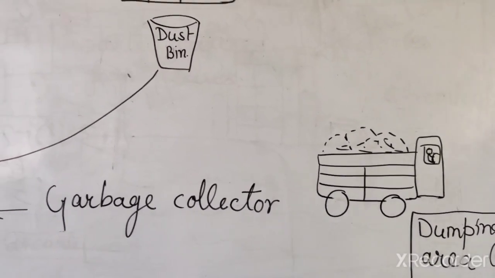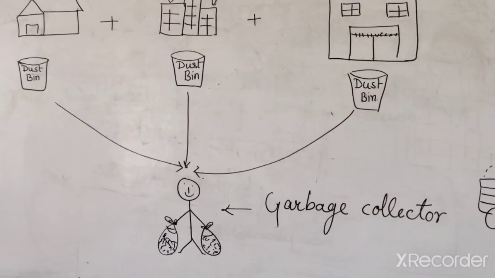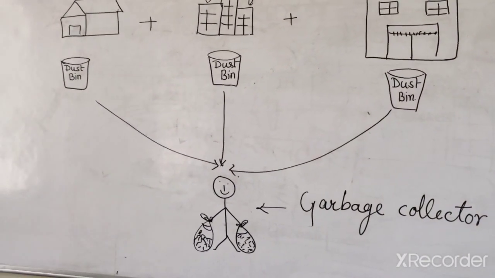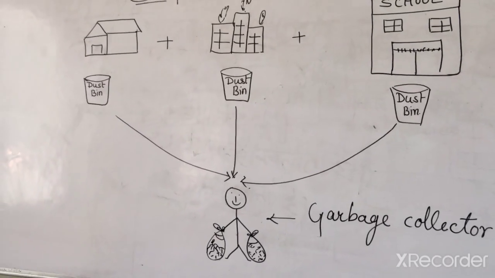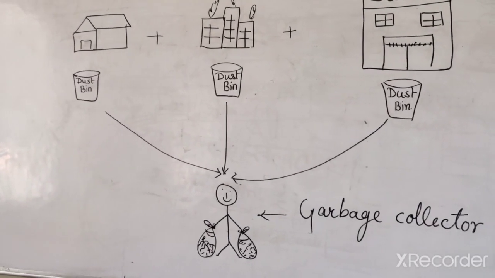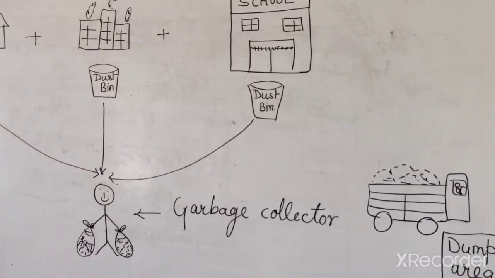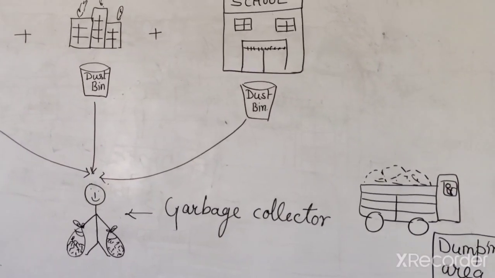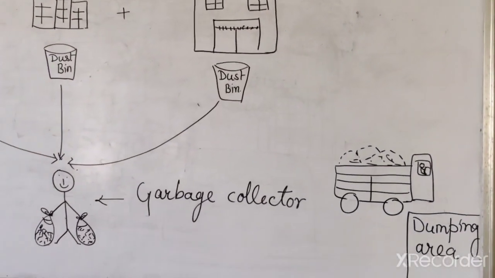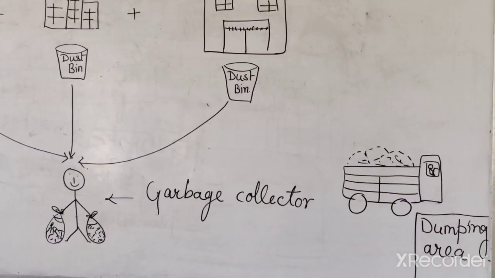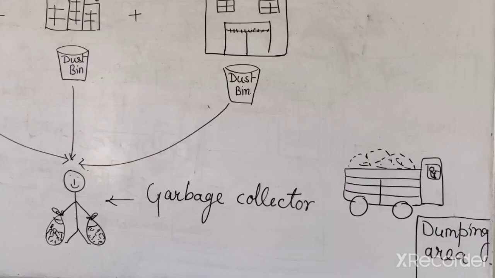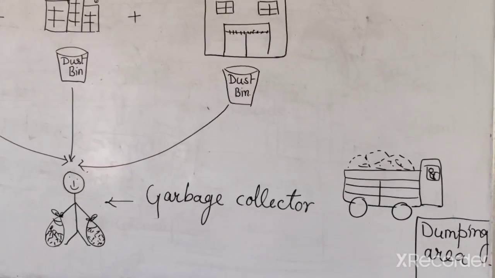So the garbage collector collects the garbage from the houses, factories and schools. Now after collecting this garbage, इसको trucks में load किया जाता है and then it is dumped in the open field. ऐसा क्यों करते हैं? Why do they dump it outside the cities?